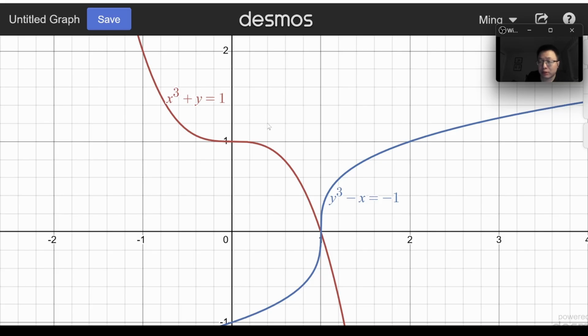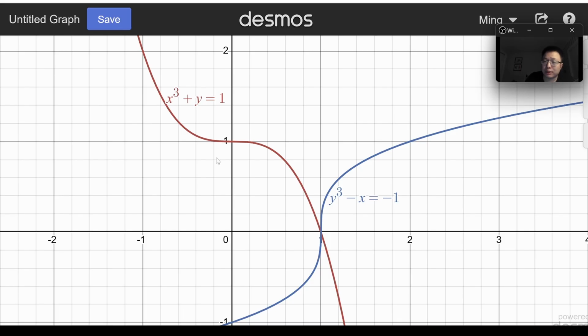Each represents a curve on the xy plane. And as we can see, they have an intersection which just happens to be at (1, 0). We can also verify that x equals 1 and y equals 0 is indeed a solution. In fact, that's the only solution.